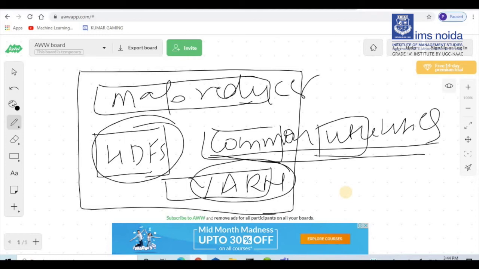Why? Because parallel processing is possible through this. In parallel processing, you always require some resources. So how will you arrange the resources? There should be some manager, some person who always arranges for the same. So in this case, you require YARN. YARN basically manages the resources, manages the tasks, and also schedules the tasks.